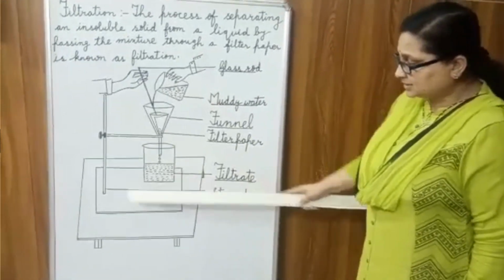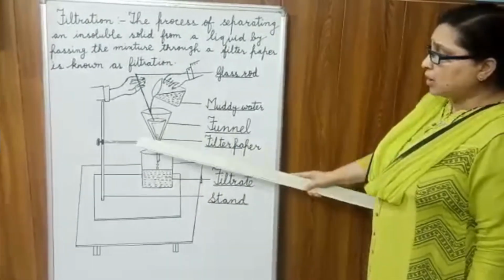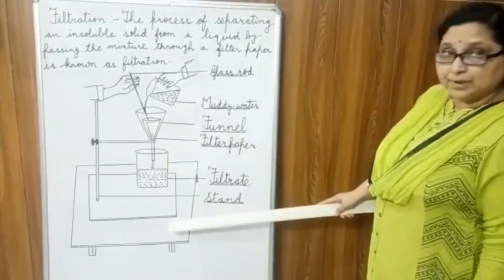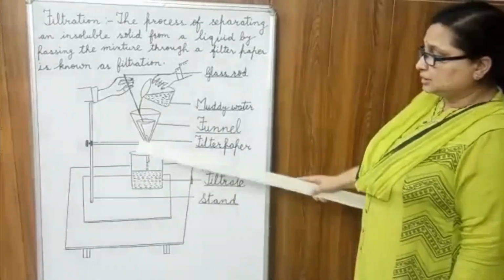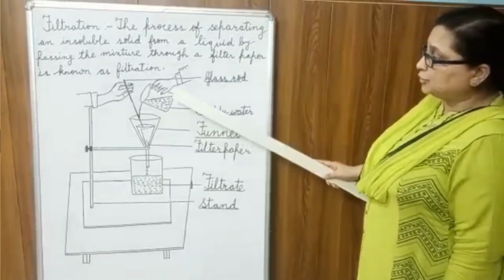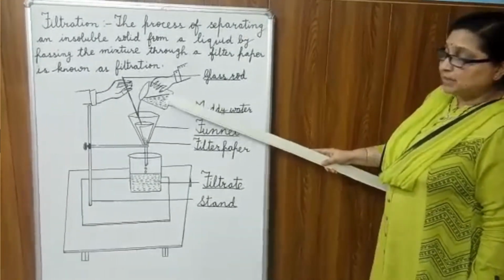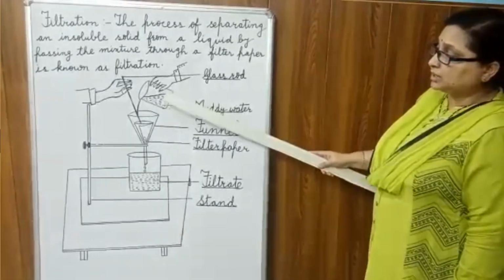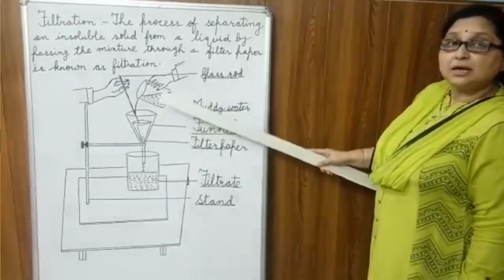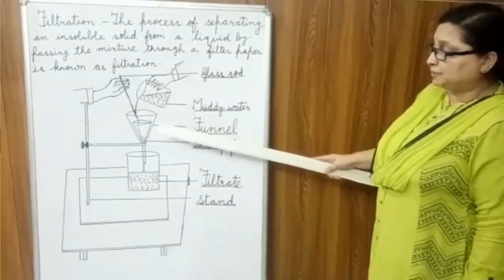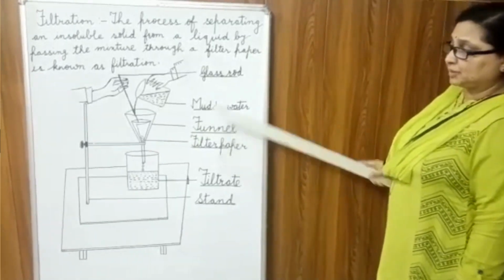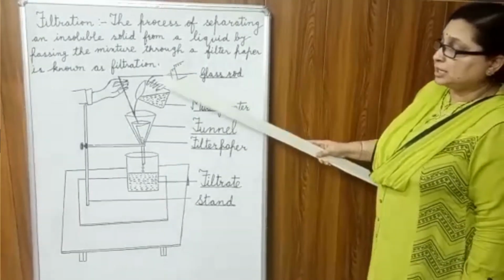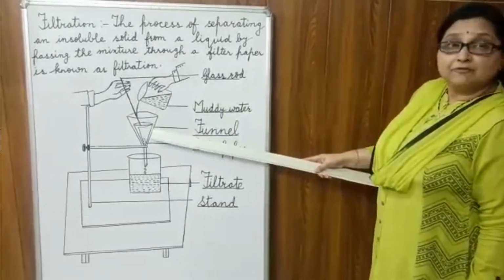This is a stand. Now on the stand you can see the table. On the table the stand is kept. Now the funnel is there and you are able to see the beaker. In this beaker there is muddy water. This muddy water is poured. The funnel is there. In the funnel we have kept the filter paper. Funnel and the filter paper. So this muddy water is poured into the filter paper.